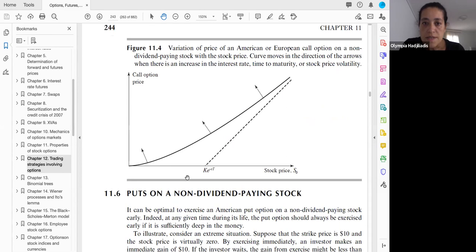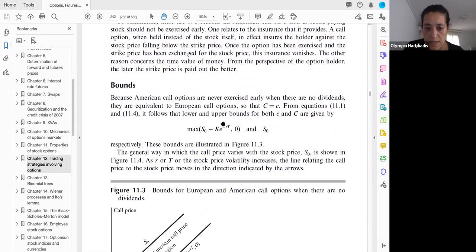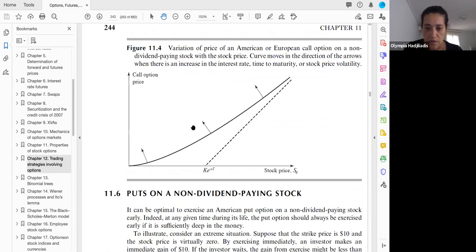And so this is the variation of the price of an American or European call option on a non-dividend paying stock with the stock price. The curve moves in the direction of the arrows when there is an increase in the interest rate, the time to maturity, or the stock price volatility. As r or T or the stock price volatility increases, the line relating the call price to the stock price moves in the direction indicated by the arrows that we see over here.